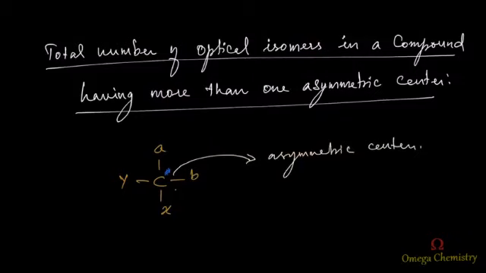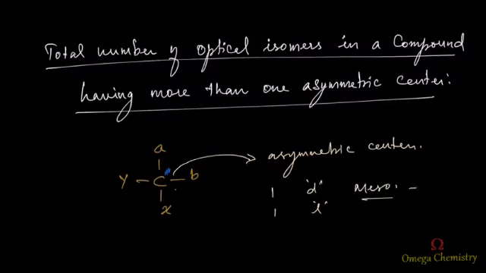And since it has only one asymmetric center, I have only one D isomer and one L isomer. Of course, we know what a D isomer and an L isomer are, and D and L isomers are optically mirror images of each other. And since I have only one asymmetric center, no meso form will be present.